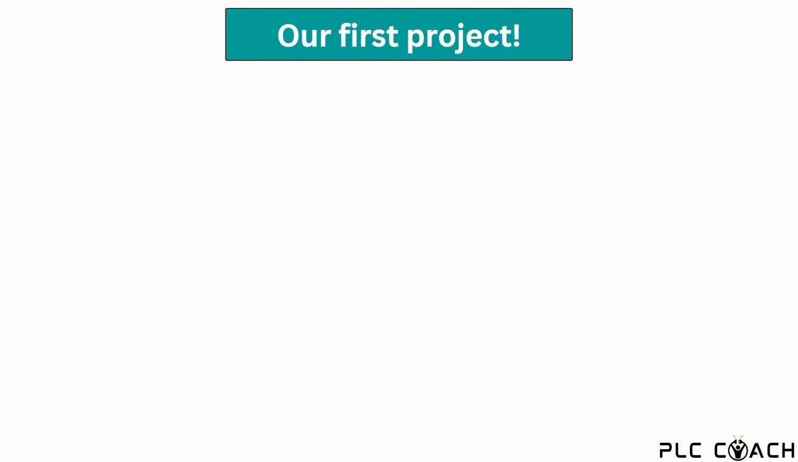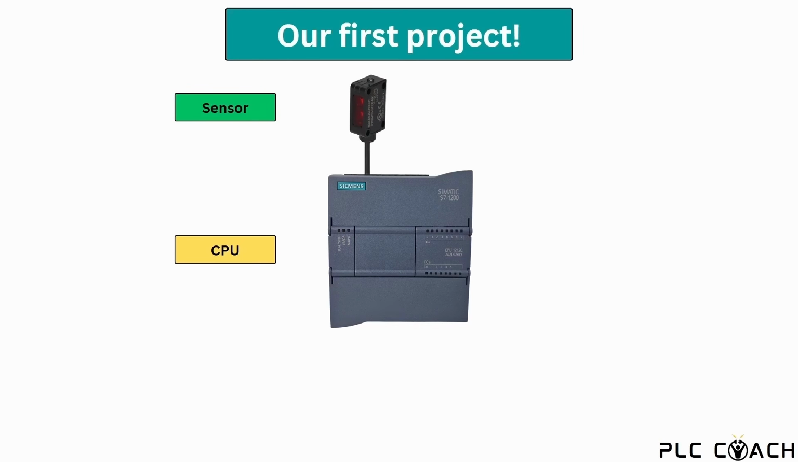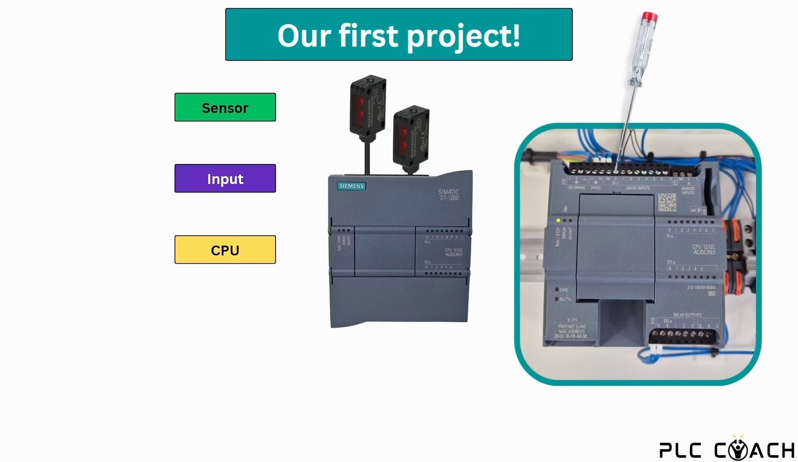Before we start programming, I want to give you a quick overview. The brain of our system is the CPU. Sensors send data to the CPU. If you want to use the sensor in your PLC program, you must know its input address. The address depends on the sensor's wiring and the configuration in the TIA portal. For example, by default, our first sensor has an address of I0.0 and the second sensor has an address of I0.1.